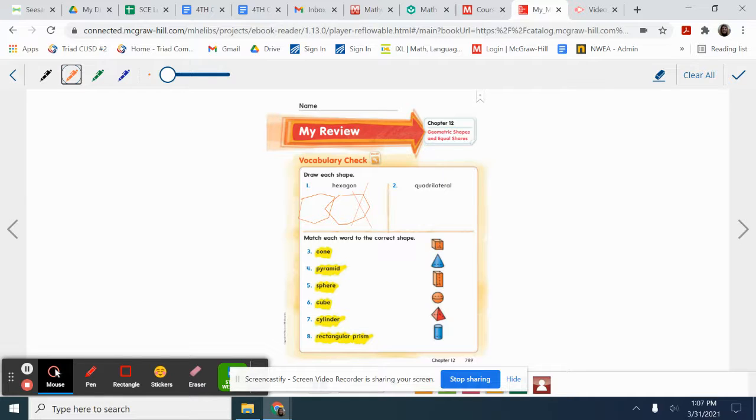That can be any shape with 4 sides and 4 angles. So I could draw a square, I could draw a trapezoid, I could draw a rhombus, draw a rectangle. I'm going to stick with a square. 4 sides and 4 angles.